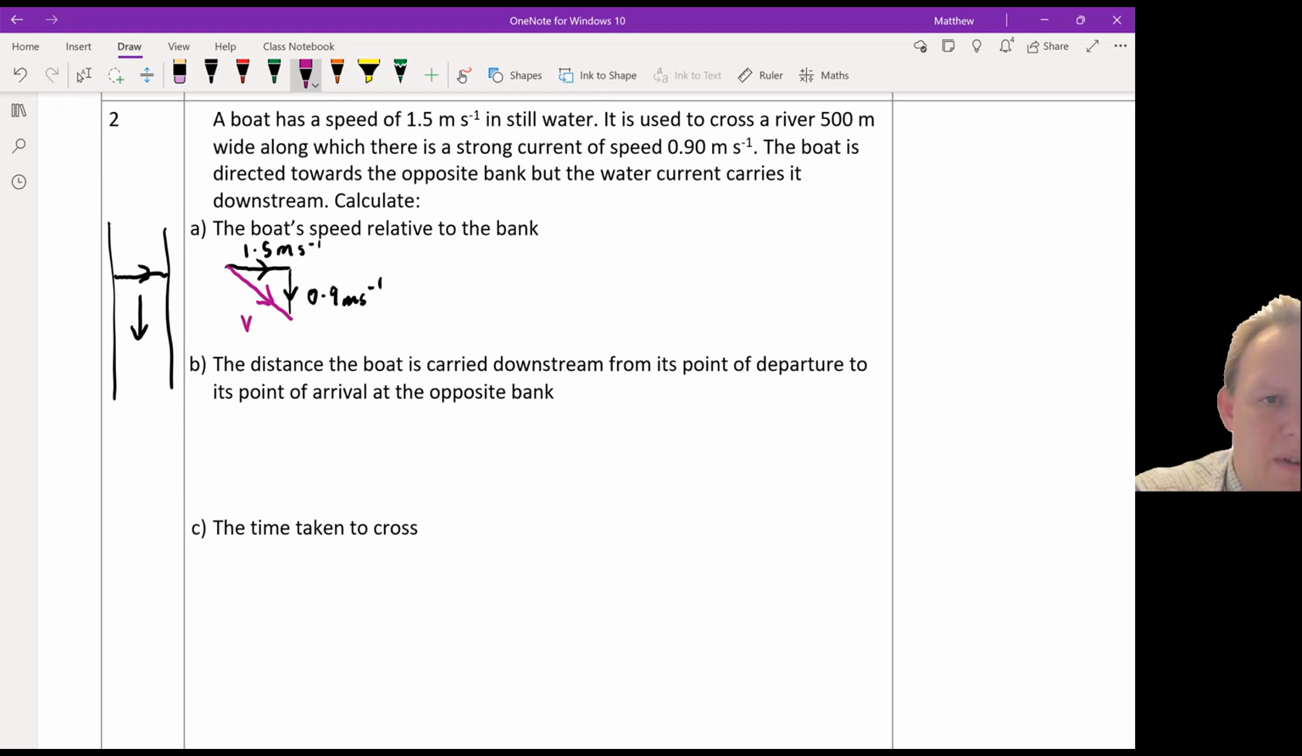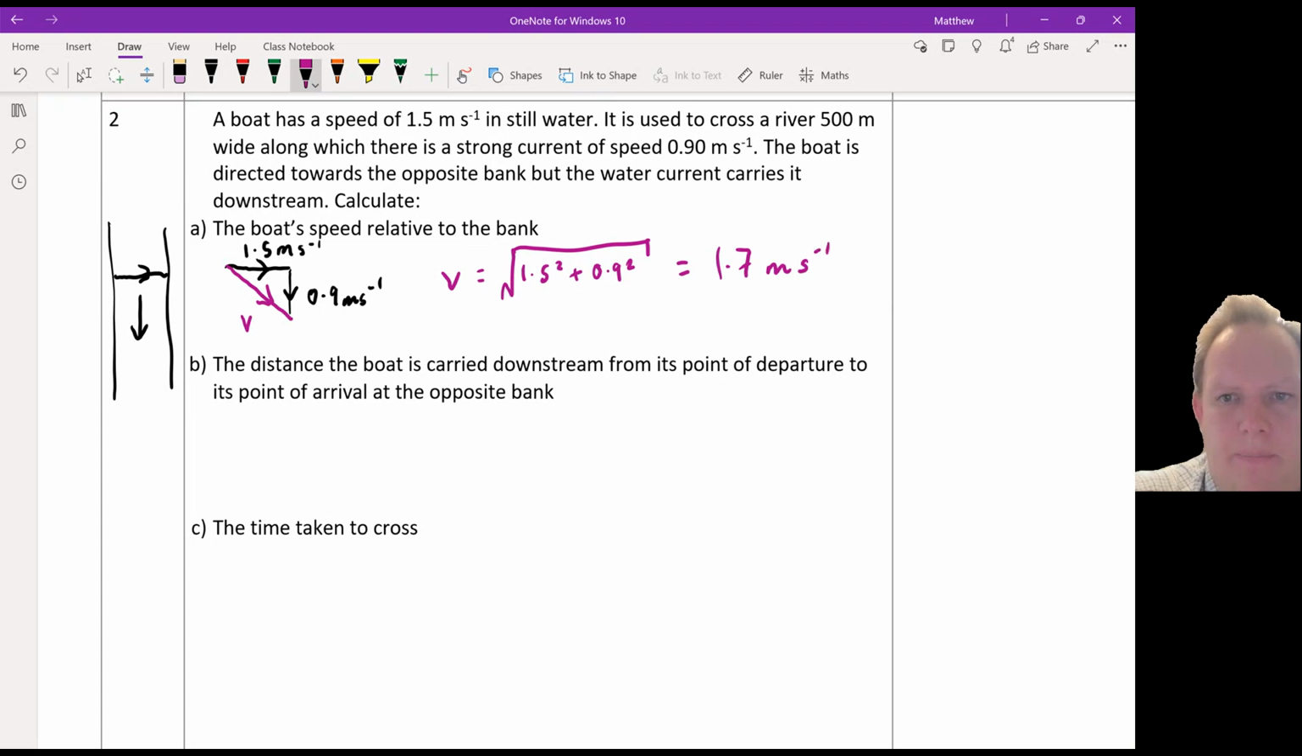So the size of this velocity v should be equal to the square root of 1.5 squared plus 0.9 squared, which is 1.749. So we're going to write 1.7 meters per second.